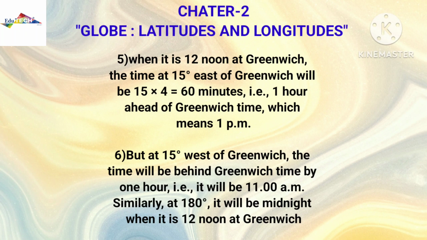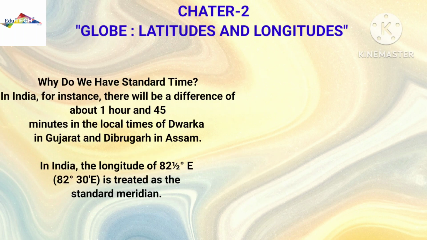When it is 12 noon at Greenwich, the time at 15 degrees east of Greenwich will be 15 into 4, equal to 60 minutes. That means 1 hour ahead of Greenwich time, which means 1 p.m. But at 15 degrees west of Greenwich, the time will be behind Greenwich time by 1 hour. It will be 11 a.m. Similarly, at 180 degrees, it will be midnight when it is 12 noon at Greenwich.